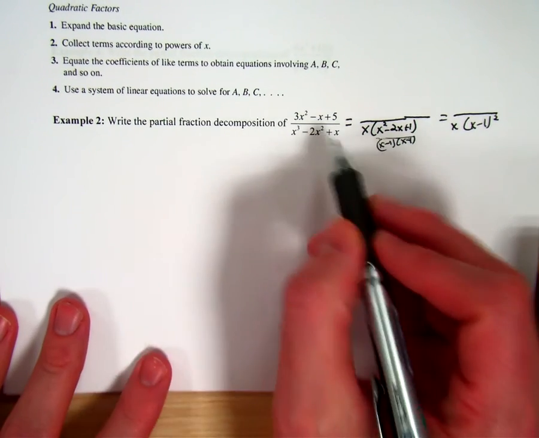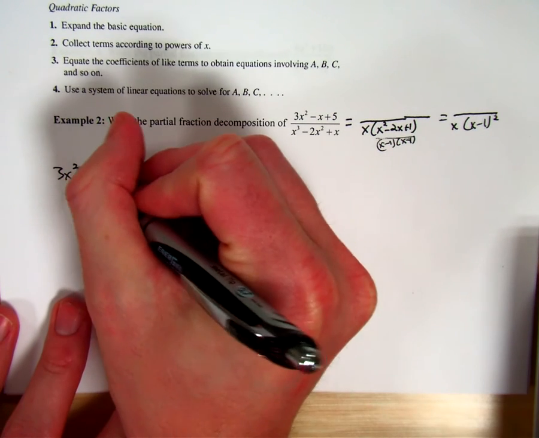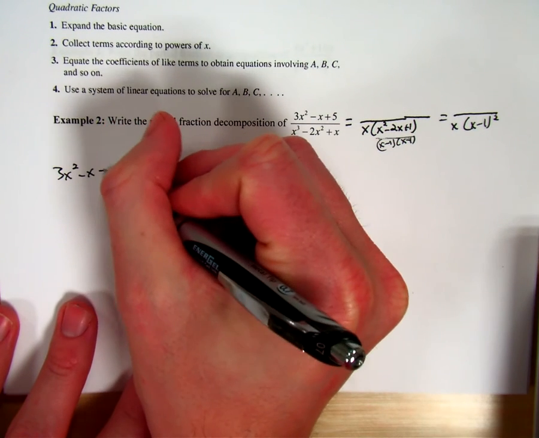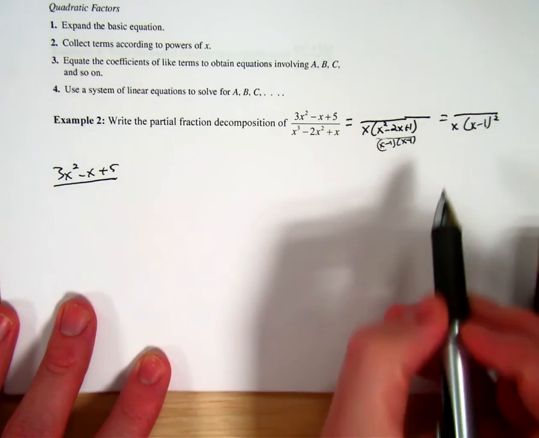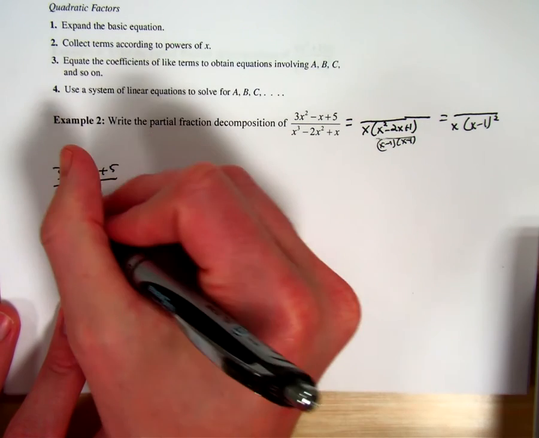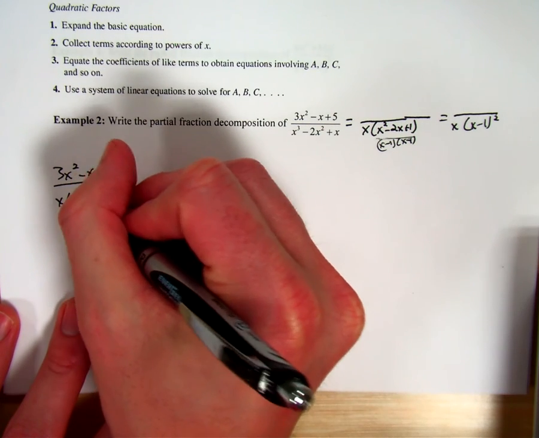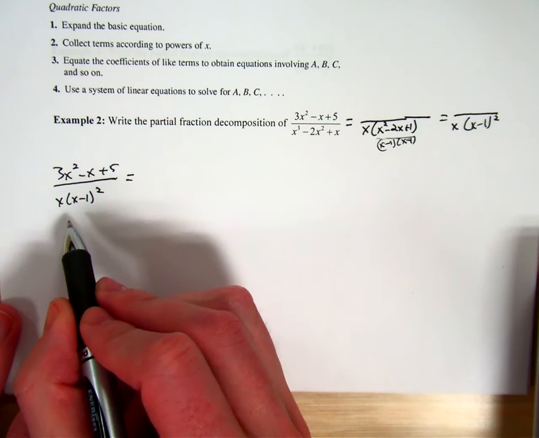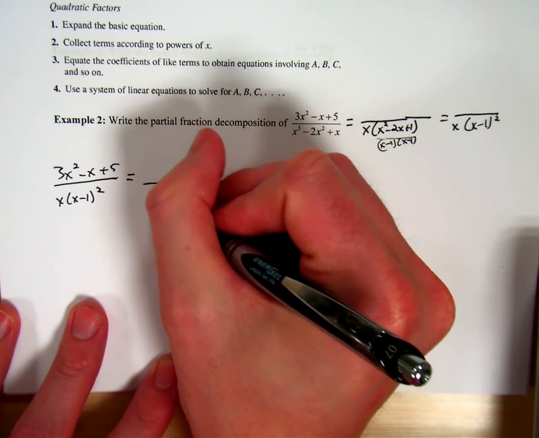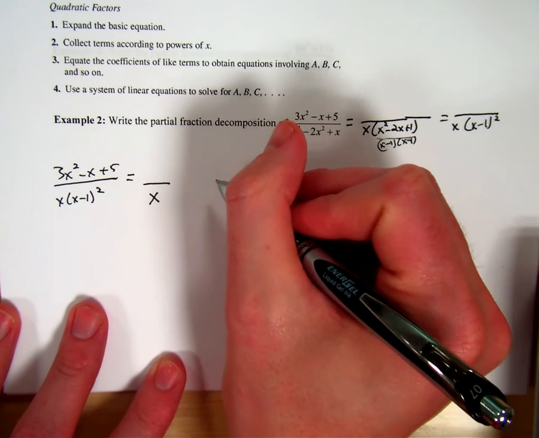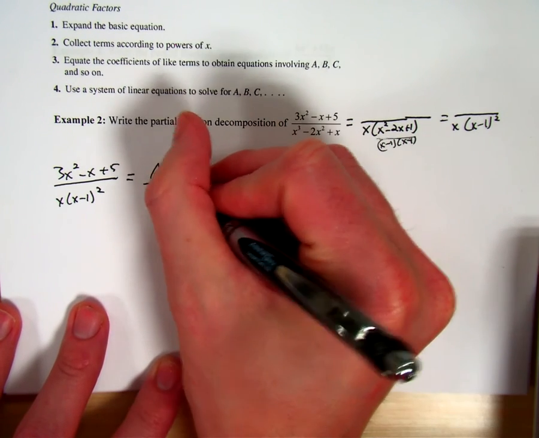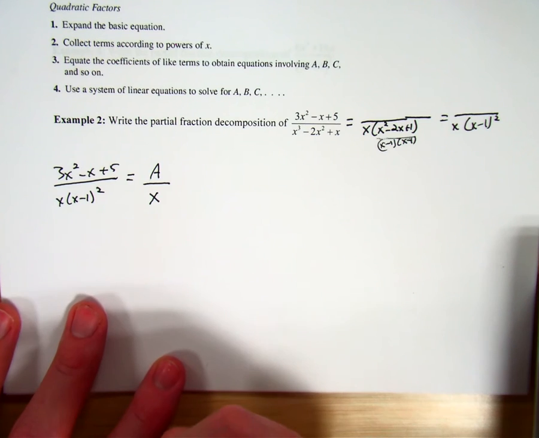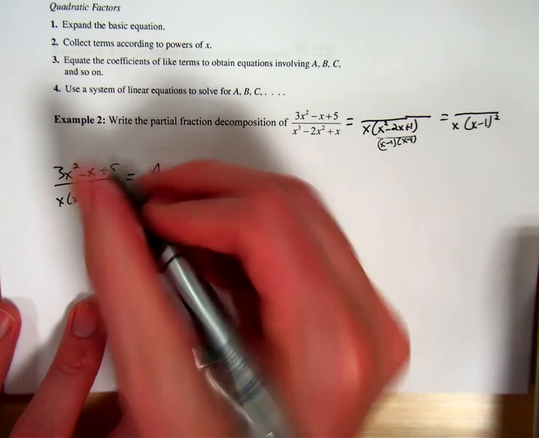So we have our original, 3x squared minus x plus 5 over, and we're going to use our new factored denominator, x times x minus 1 squared. Okay, we have x by itself, so we're going to have a nice denominator of x. And we put an a on the top of that. Again, whatever letter you want to put up there is fine. Okay, x minus 1 squared.